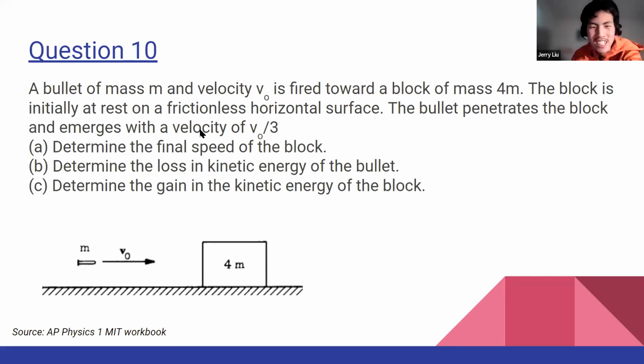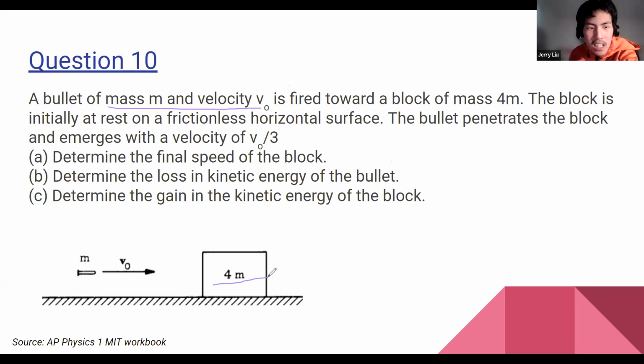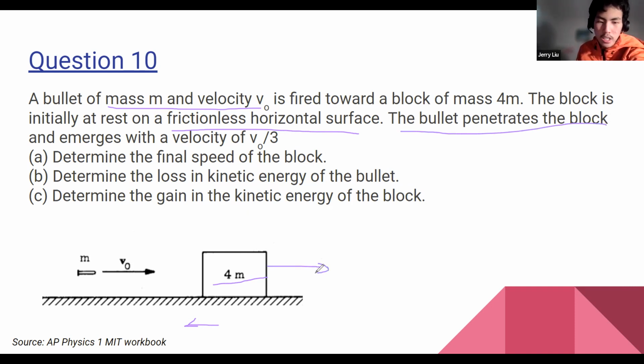It turns out we have one more question. A bullet of mass m and velocity v0 is fired towards a 4m mass block, and the block is initially at rest on a frictionless horizontal surface. That means there is no friction counteracting the motion, no friction that can act as impulse to slow down the momentum. That means the momentum is completely conserved. The bullet penetrates the block and then emerges, so it goes in and then goes back out, and it emerges with a velocity of v0/3.